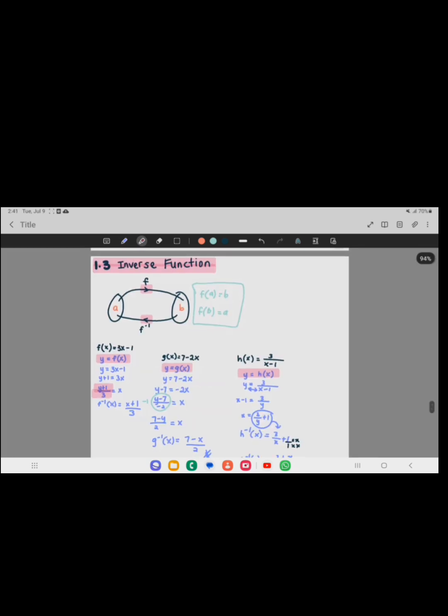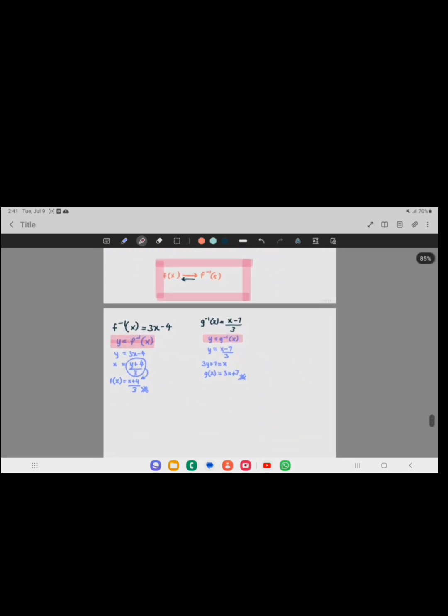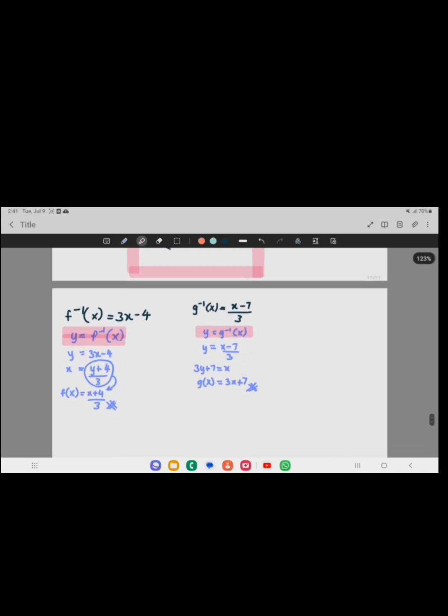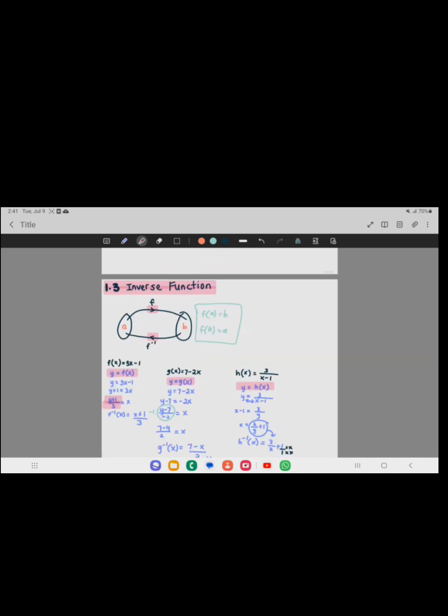So what you guys learned today is how to find an inverse function when a function is given, and also how to find the function when the inverse function is given to you. Next, I think I'm going to make a video on problem solving questions from the entire chapter 1.